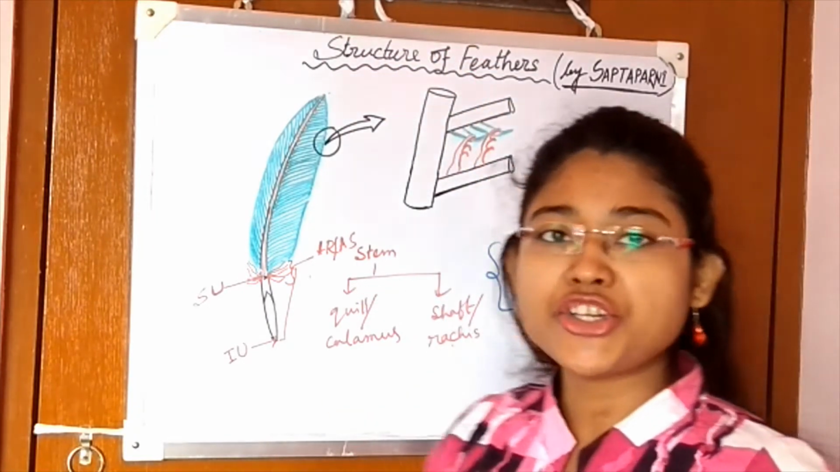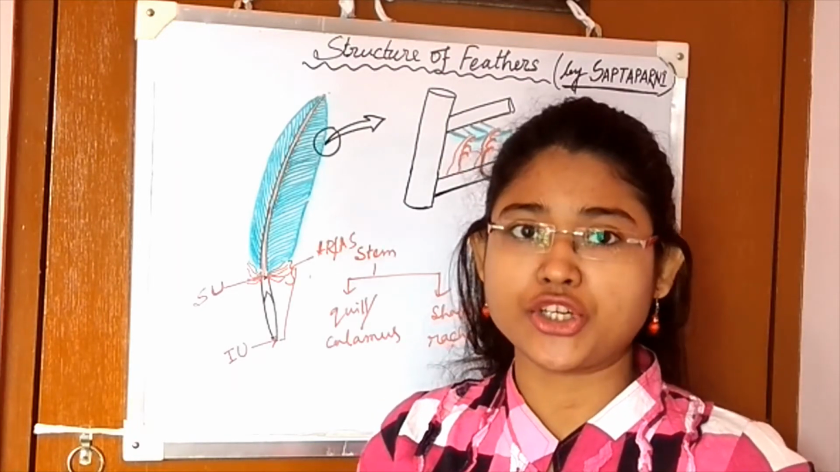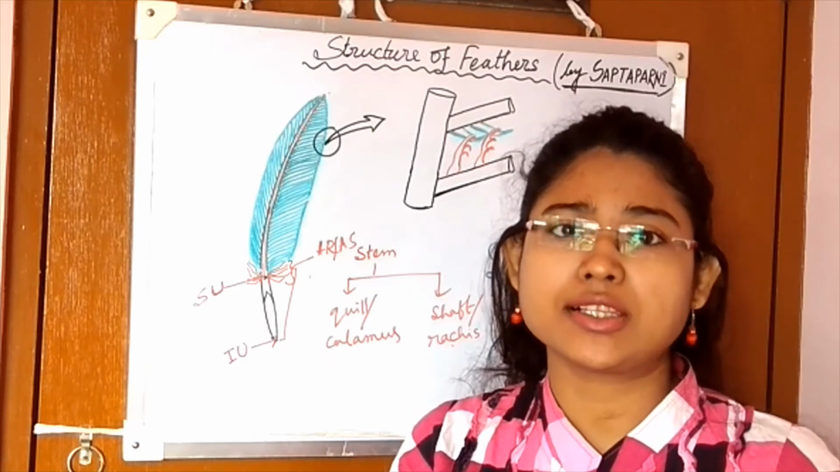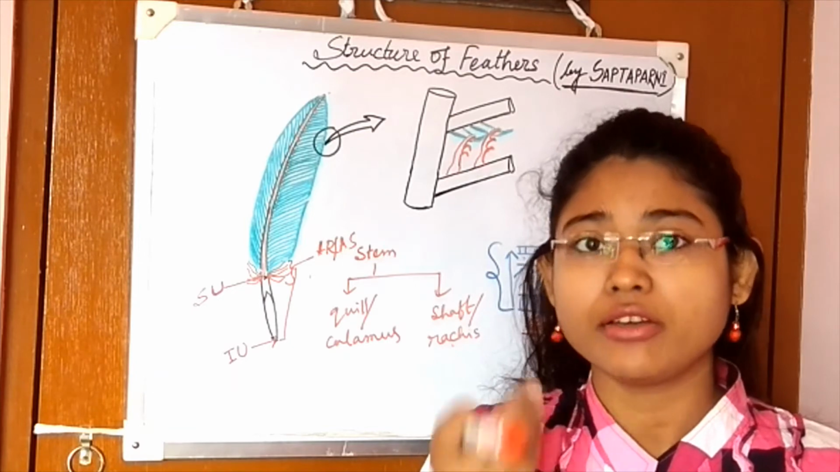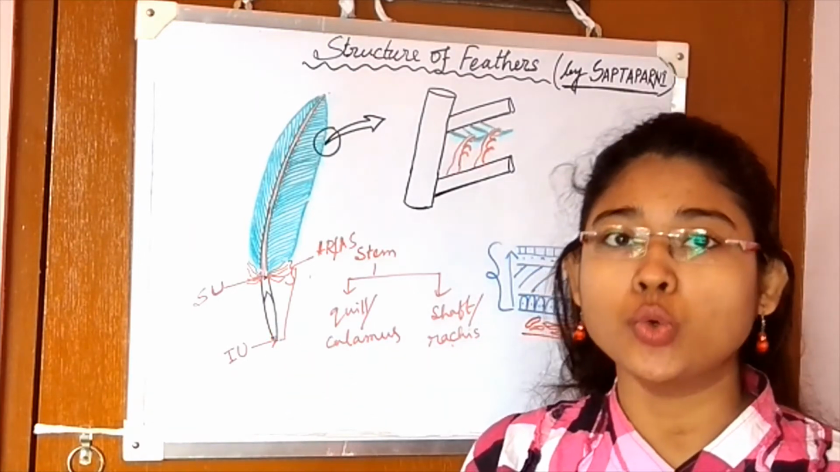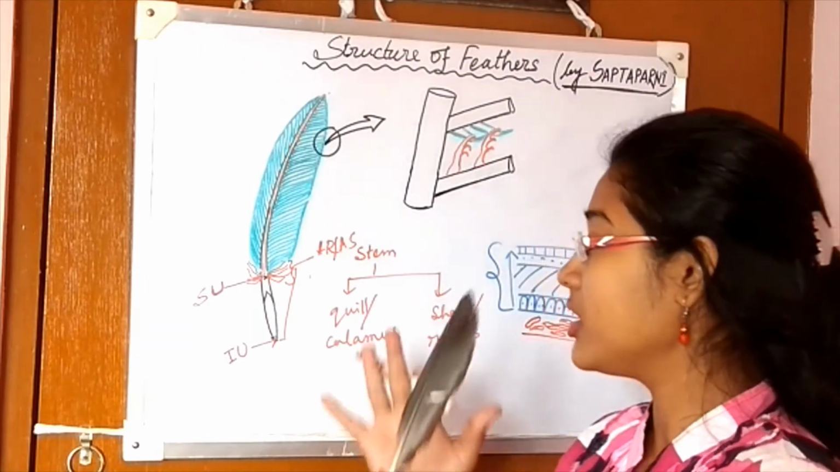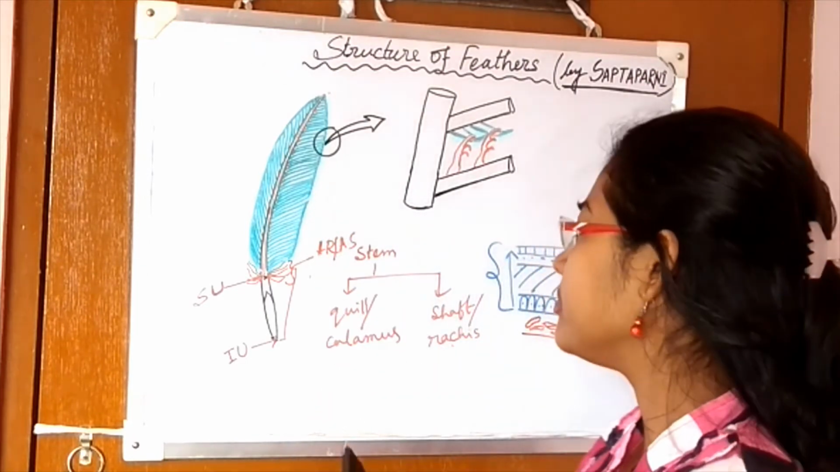If you cut the shaft, you will find a square transverse section which is full of a mass of pith cells. Okay, so the shaft is quite solid, but the calamus is hollow. That is the main difference between shaft and calamus. The calamus is hollow, whereas the shaft is solid.